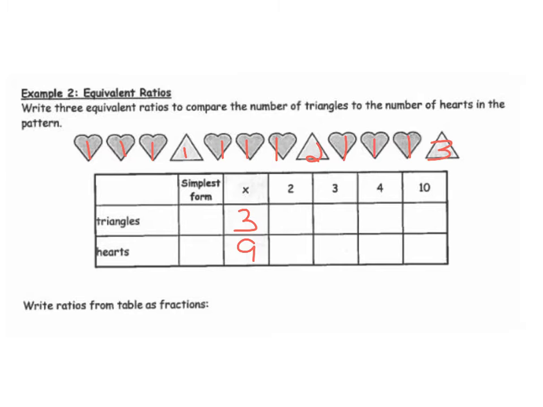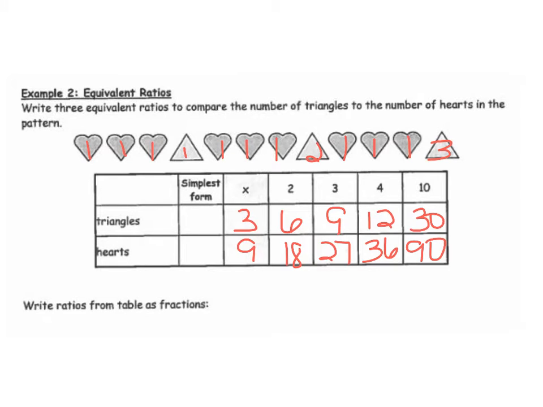So what I'm going to do, I'm going to go ahead and skip count. So 3 times 2 is 6. 9 times 2 is 18. Then 3 times 3 is 9. 9 times 3 is 27. 3 times 4 is 12. 9 times 4 is 36. And 3 times 10 is 30. And 9 times 10 is 90.